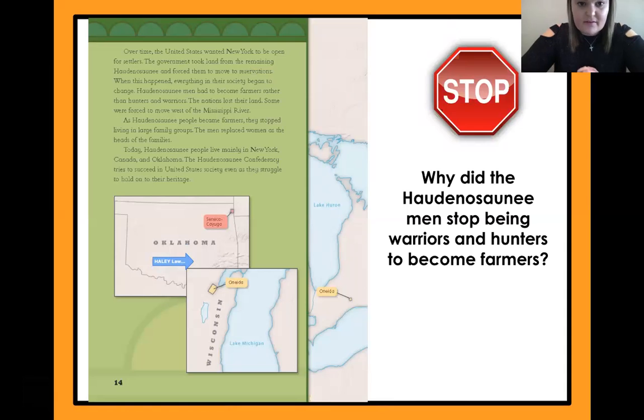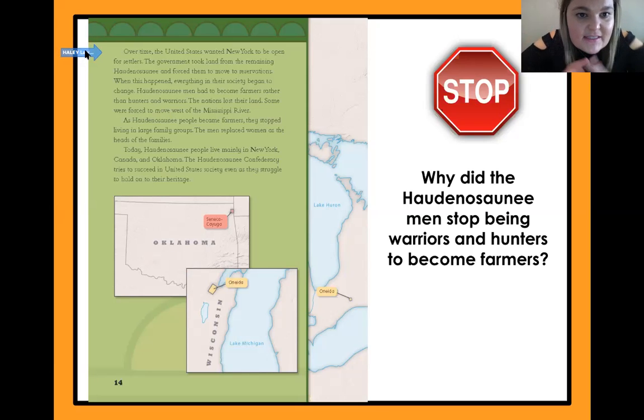Over time, there's a stop sign. It says, why did the Haudenosaunee men stop being warriors and hunters and become farmers? So back in the old chapters that we read together, we found out that they were warriors and hunters, but it looks like they're about to change and we have to figure out why.